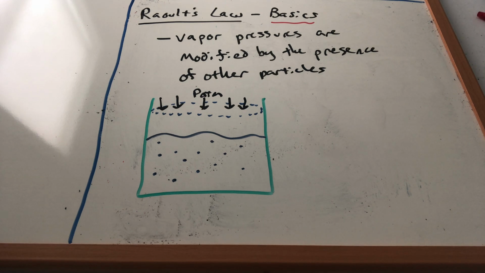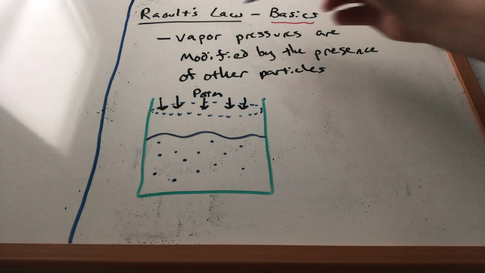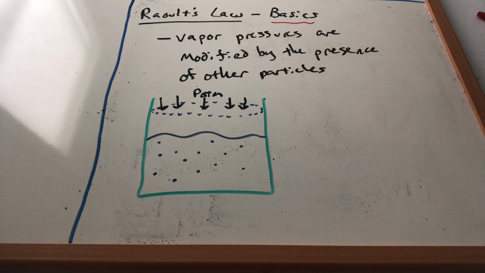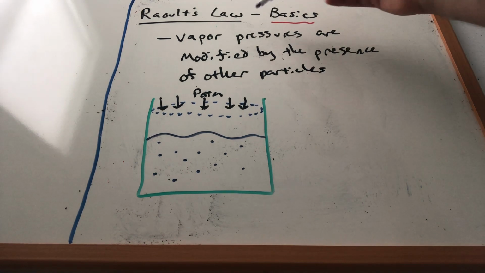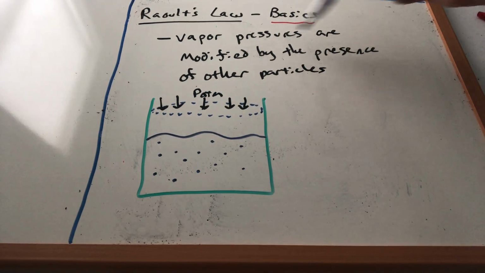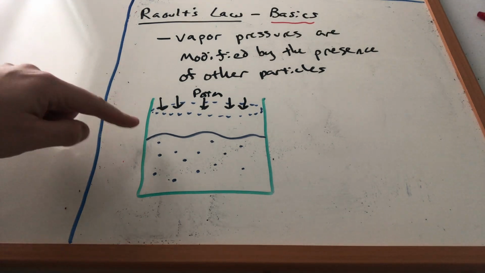So here's the whole idea behind Raoult's law, okay? It ends up being a mathematical law, but I'm just going to explain the physical ideas first. Vapor pressures, like those ones that we just were analyzing with the Clausius-Clapeyron equation, are modified by the presence of other particles. So let's think about what vapor pressure is anyway.